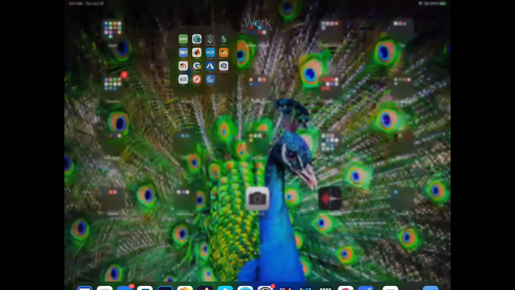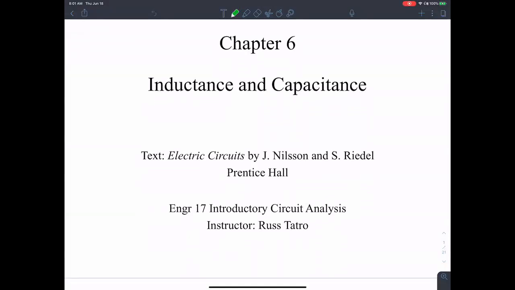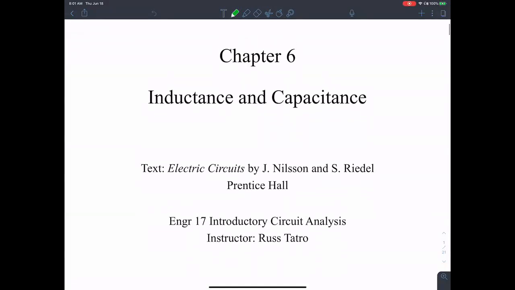All right, so like I mentioned, we are going to start chapter 6 today. Chapter 6 is a very interesting, very new topic about inductance and capacitance.